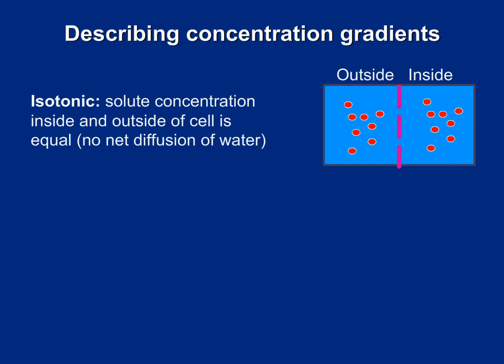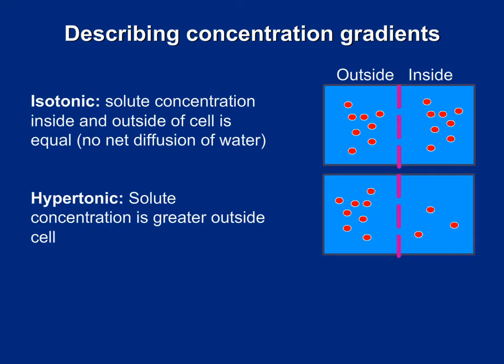Water is moving, but the point here is that there's no net diffusion of water. Because the solute is equally distributed on both sides of the membrane, water moves from left to right at the same speed at which it moves from right to left. And so we can say that we are at equilibrium.